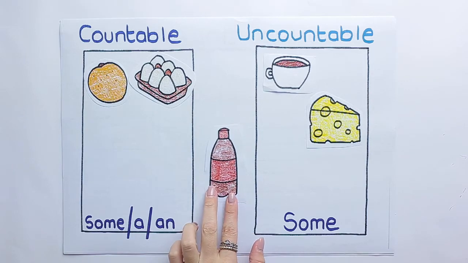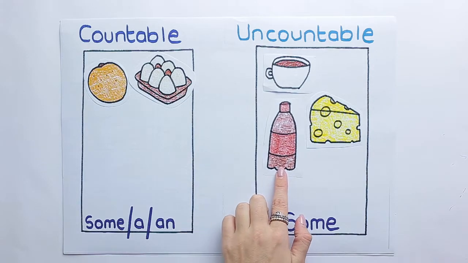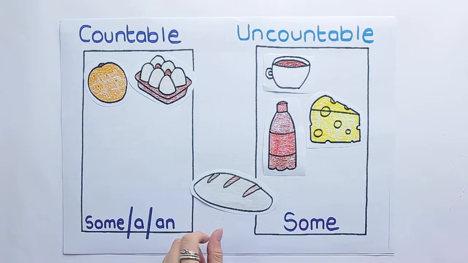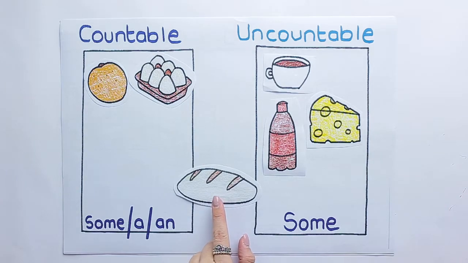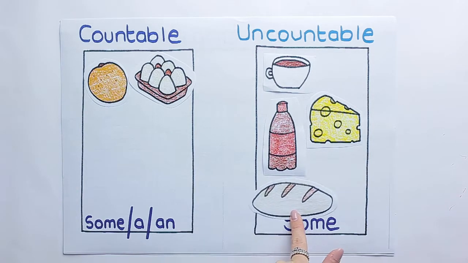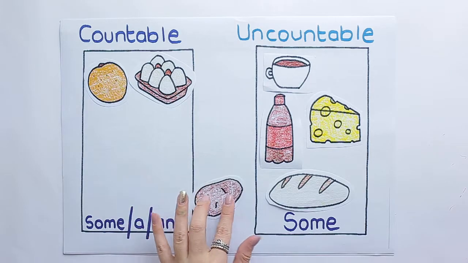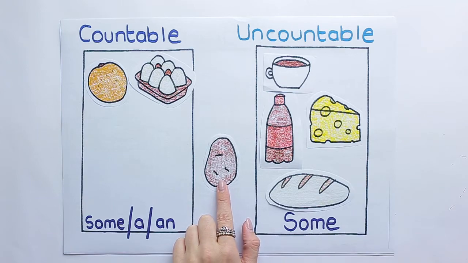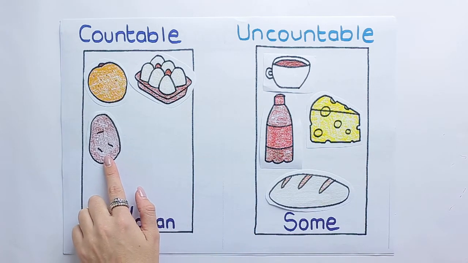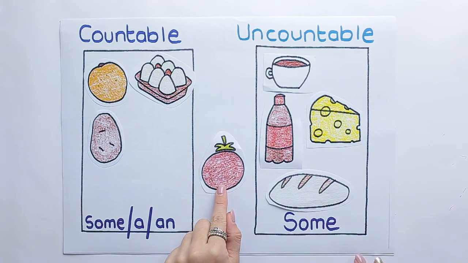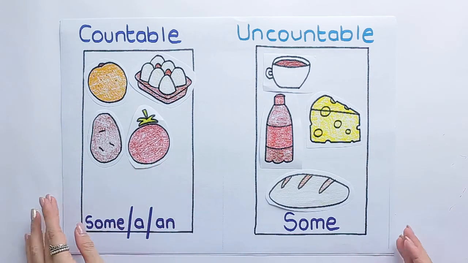Cola. Can you count cola? No, you cannot. It is uncountable. What about bread? Can you count bread? No, this is also uncountable. Some bread you cannot count. This is a potato. Can you count potatoes? Yes, you can. They are countable. And this is a tomato. Can you count tomatoes? Yes, you can. They are countable.